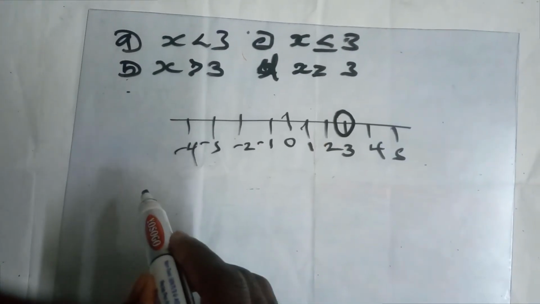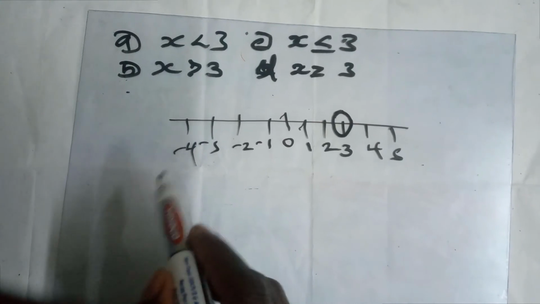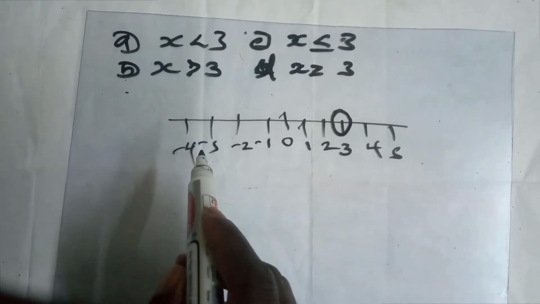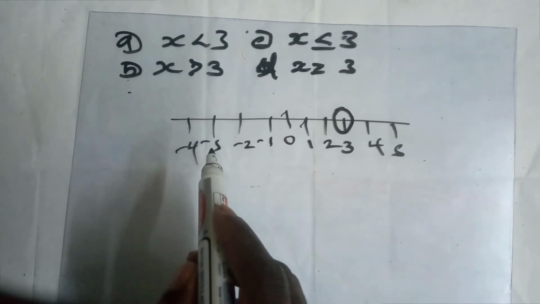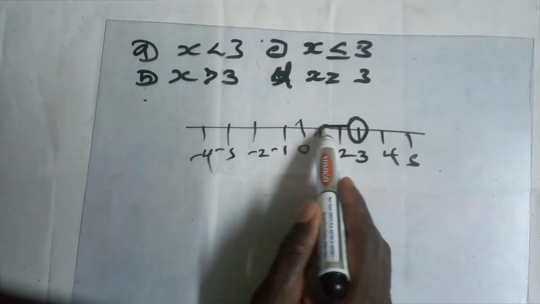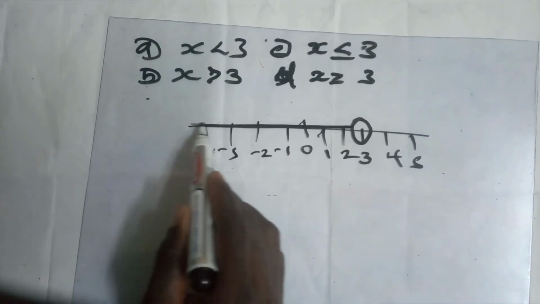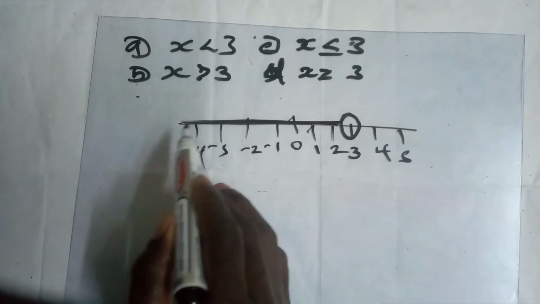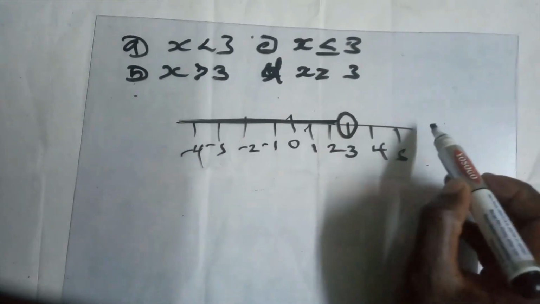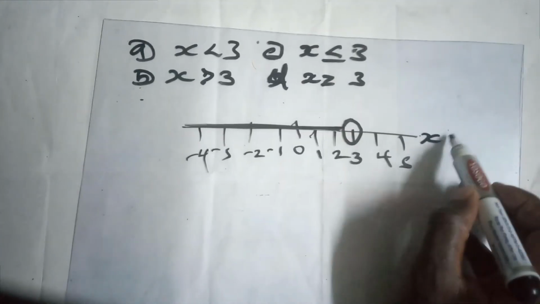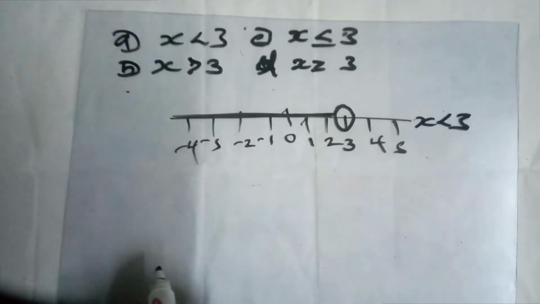And then they've said that x is less than 3. So it means that x represents all numbers that are less than 3. So what you're going to do is mark the line to the left in bold. So this is the representation of x is less than 3.